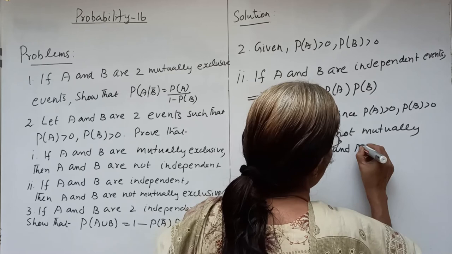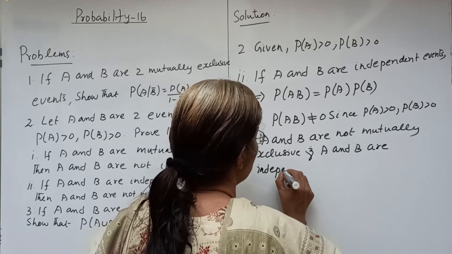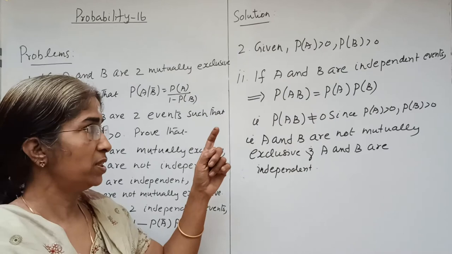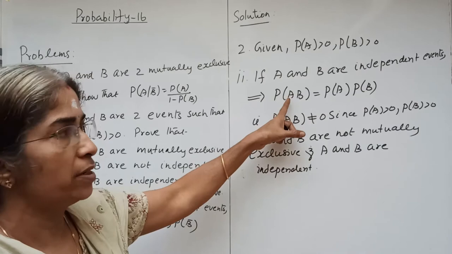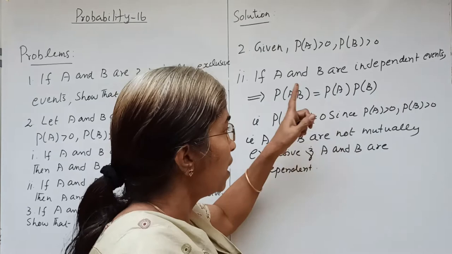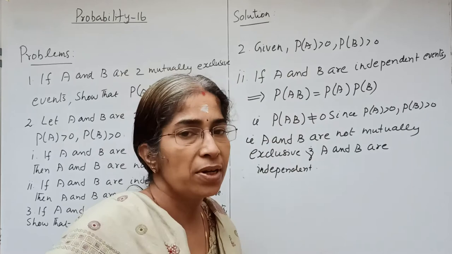If A and B are independent. Let me explain once again. It is given that A and B are independent. Also P of A is greater than 0, P of B is greater than 0. A and B independent implies P of AB equals P of A into P of B. That is, P of AB is not equal to 0, as it is given that P of A is greater than 0 and P of B is greater than 0.